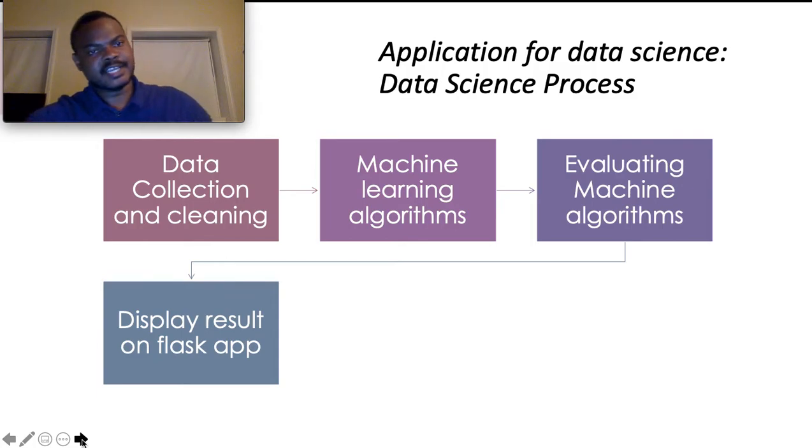This was the data science process that was involved, which we also discussed in the last class. We collected and cleaned data. This data was then passed into a machine learning algorithm. From there, I evaluated the result I got. Then I put the result on a website so people can actually interact with it.